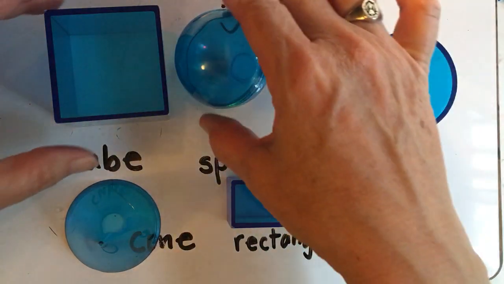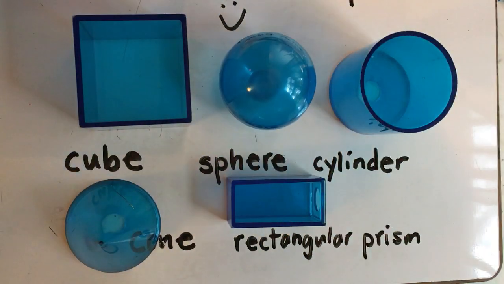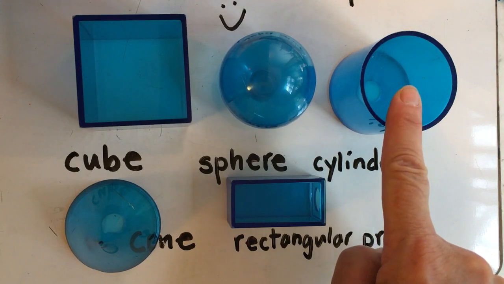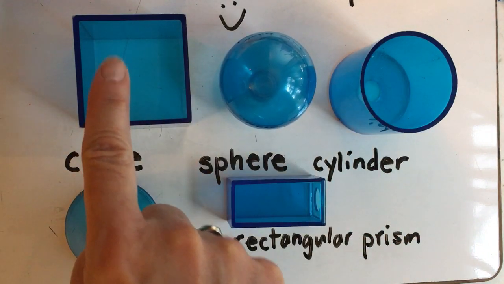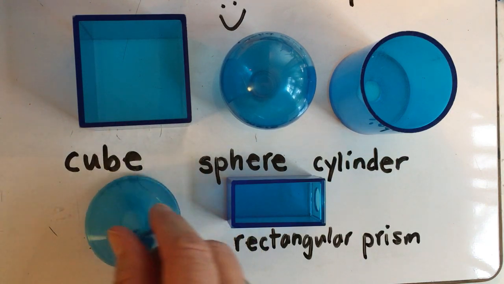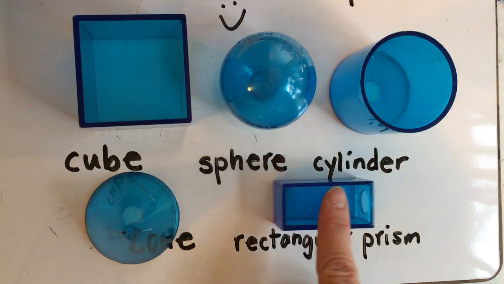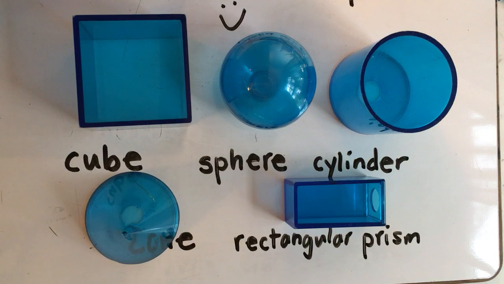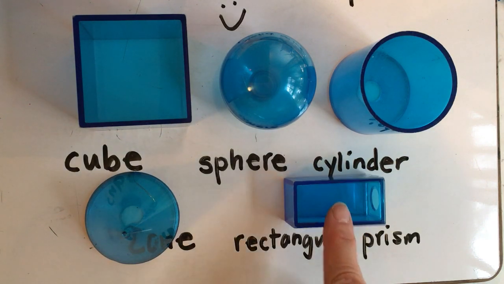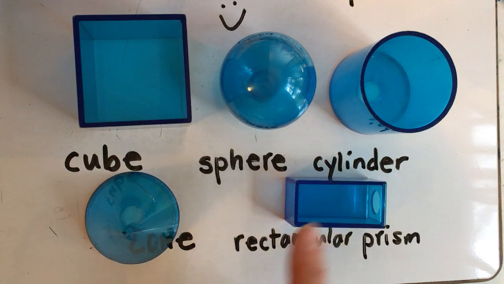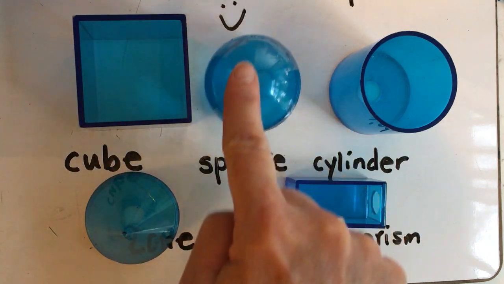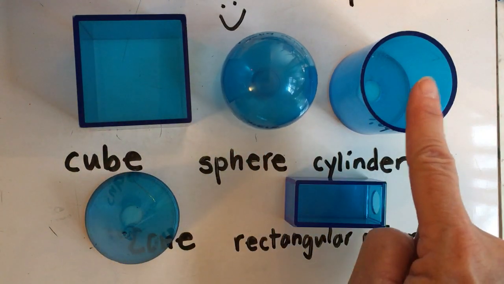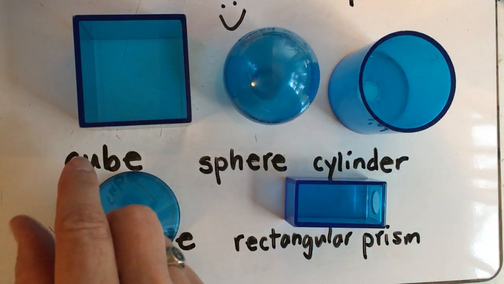So let's go over these again. Cylinder, sphere, cube, cone, rectangular prism. Okay, now I'm going to point to them and you tell me what they're called. Ready? Yep. Good. And good.